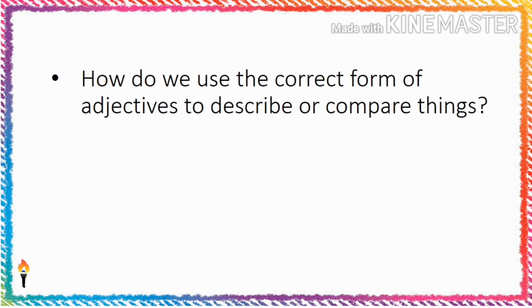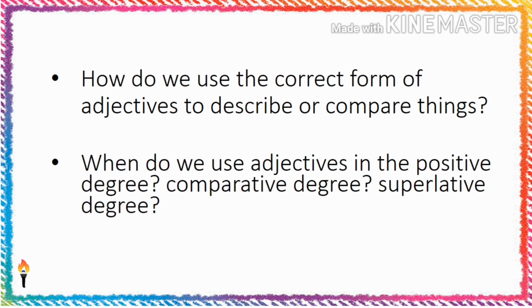Now, how do we use the correct form of adjectives to describe or compare things? We follow rules, and we use the degrees of comparison of adjectives. When do we use adjectives in the positive degree? We use adjectives in the positive degree when we are describing just one noun or pronoun. In a comparative degree, we use adjectives when we compare two nouns or pronouns. In the superlative degree, we use it to compare more than two nouns or pronouns.